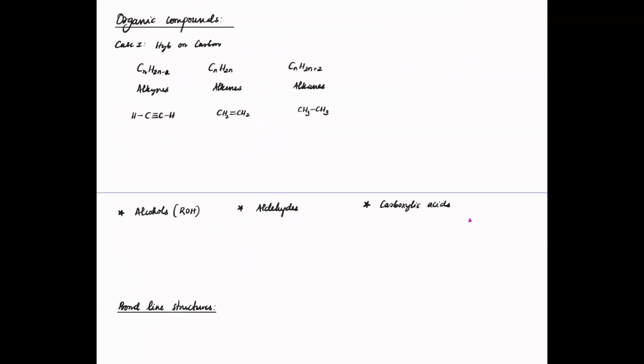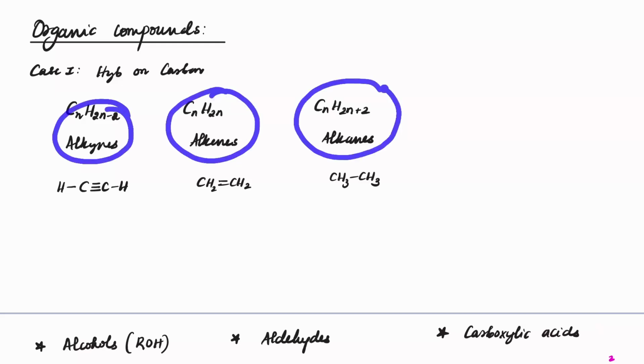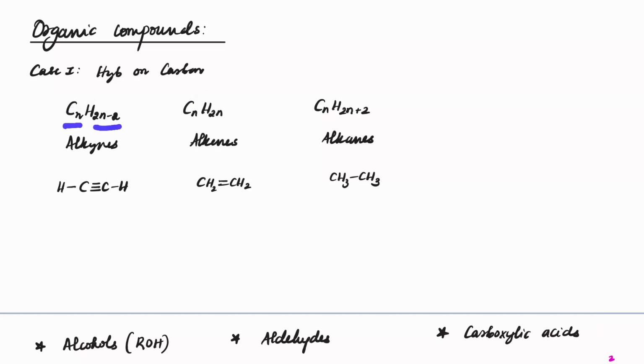Next, notice this. When it comes to organic compounds, first we need to check what type of molecule we are talking about. For example, we have alkynes, alkenes, and alkanes. The ratio of carbon and hydrogen would be like this: for every n number of carbons, we will have 2n minus 2 hydrogens. Got it? Check.